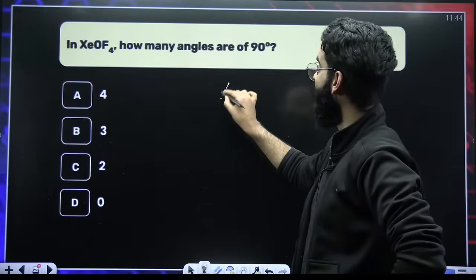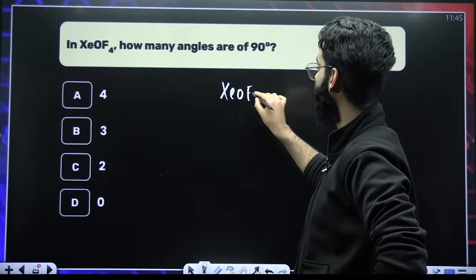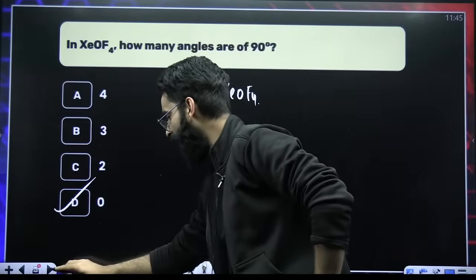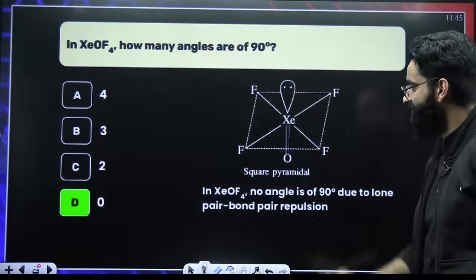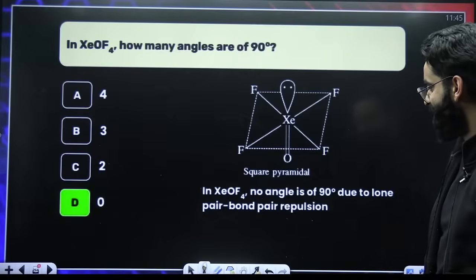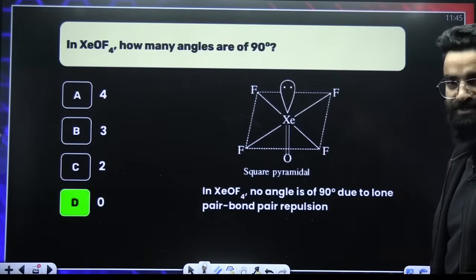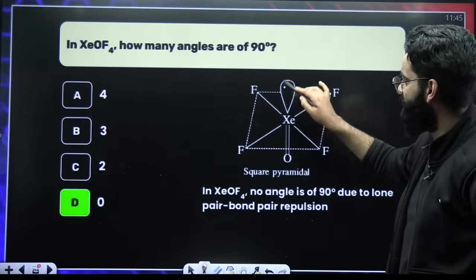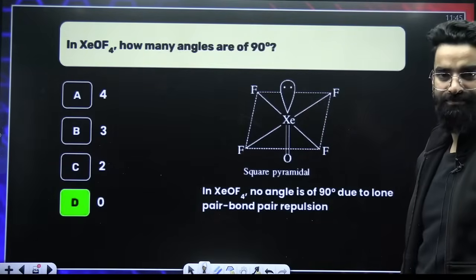See guys, this is XeOF4. First of all, let me tell you, the answer is 0. Why? Have a look. This is the structure. The lone pair is present at the axial position.